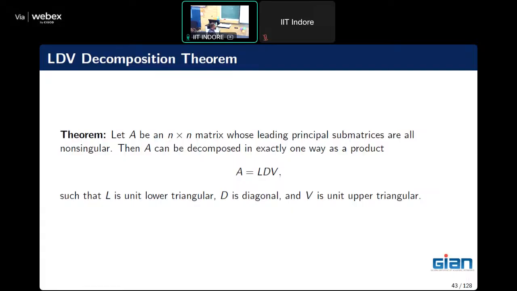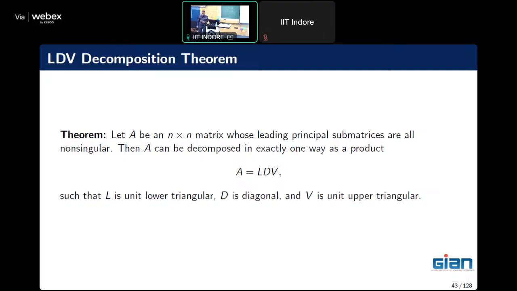From this LU decomposition, we can find another decomposition called LDV, where L is a unit lower triangular matrix, D is a diagonal matrix, and V is a unit upper triangular matrix. So A equals LDV. If you get this, L is unit lower, and you can write LDV, where you extract U equal to DV, and you take D equal to the diagonal of U11 and so on up to Unn. And V is unit upper triangular.